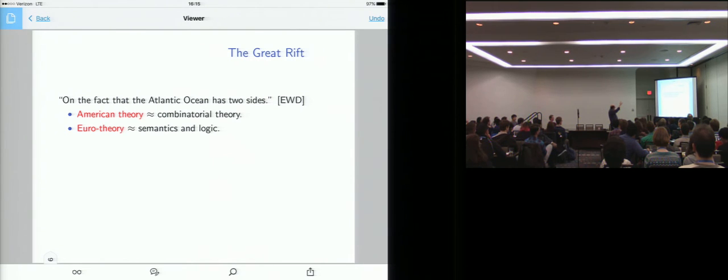Okay, anyway, so on the fact that the Atlantic Ocean has two sides, the two sides in question are North America and Europe, let's say, briefly. And the emphasis, as you probably know, in the U.S., theory means combinatorial theory. And in fact, if I were to ever dare to say that I'm a theorist, it's just like, forget it, right? It's basically some kind of presumption that is completely unwarranted, because I'm not a theorist from the point of view of a typical American computer science department.